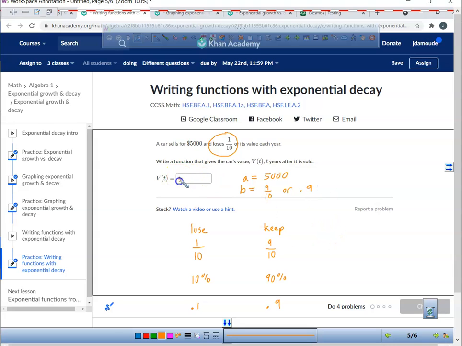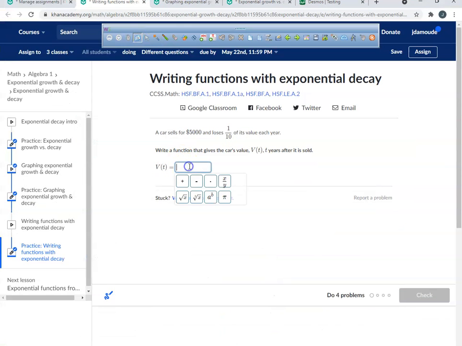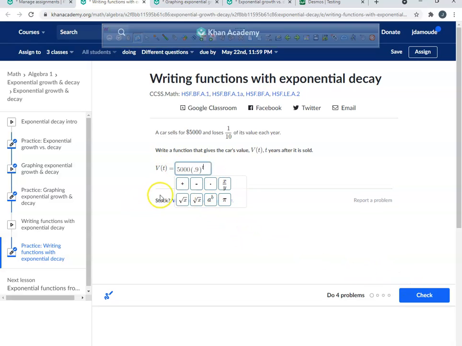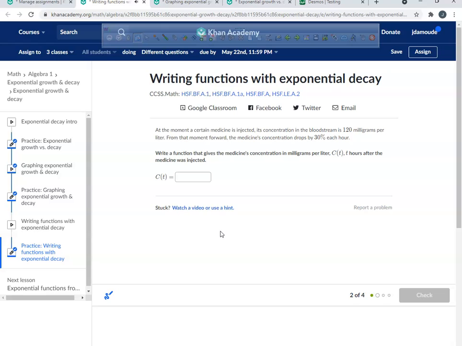So I'm going to put 5,000 parentheses 0.9 raised to the power of t. And that's going to be my answer. So if you lose 1/10, remember you're keeping 9/10. 5,000. It's losing 1/10. That means it's keeping 9/10, and we're just raising that to the power of t because it says t is years. All right, let's do 3 more and we'll call it a day.